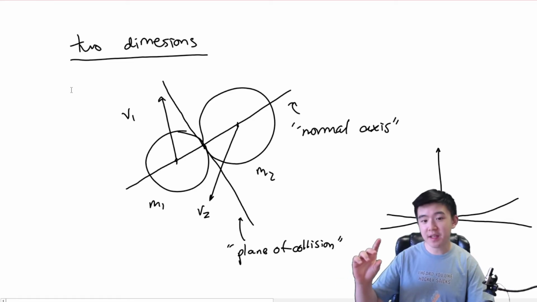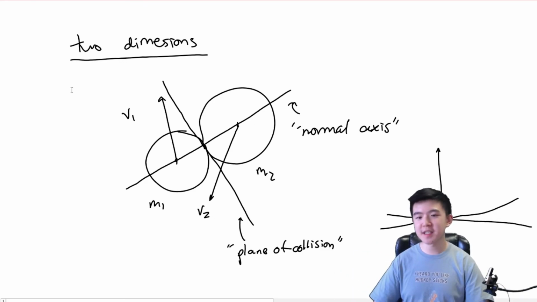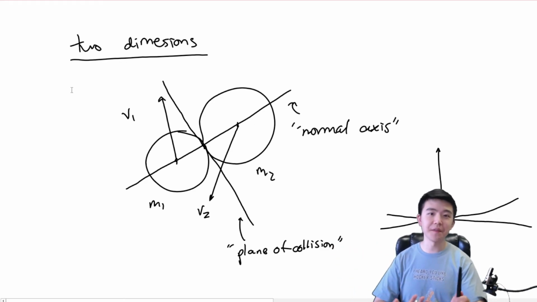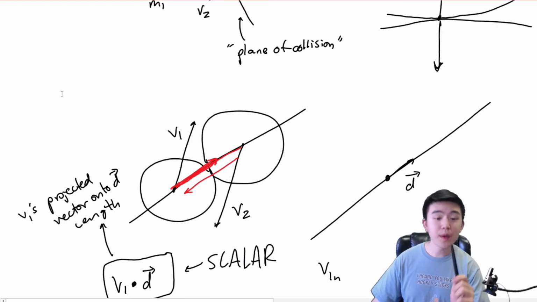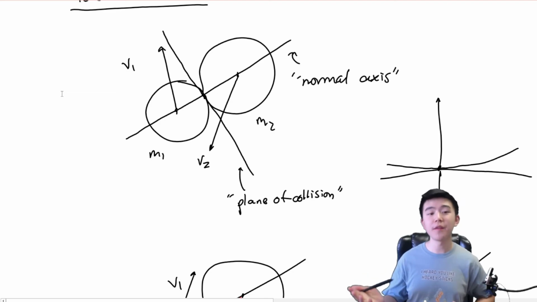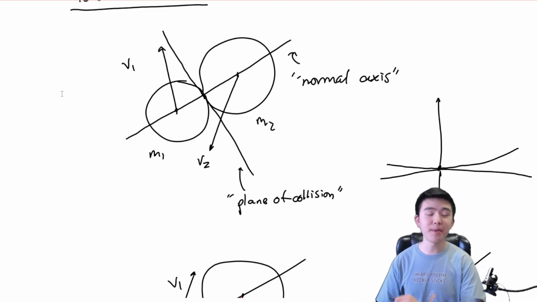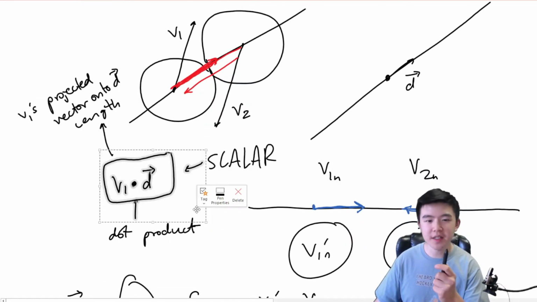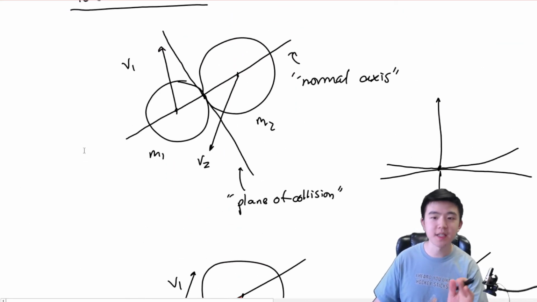We figured out that the only action going on is in the normal axis because the force exerted as a result of the collision is only in the normal axis. And then we projected the vectors onto this normal axis because the only component of velocity we care about is in the direction of the normal axis. We did that by taking a dot product with a unit vector that represents the normal axis.